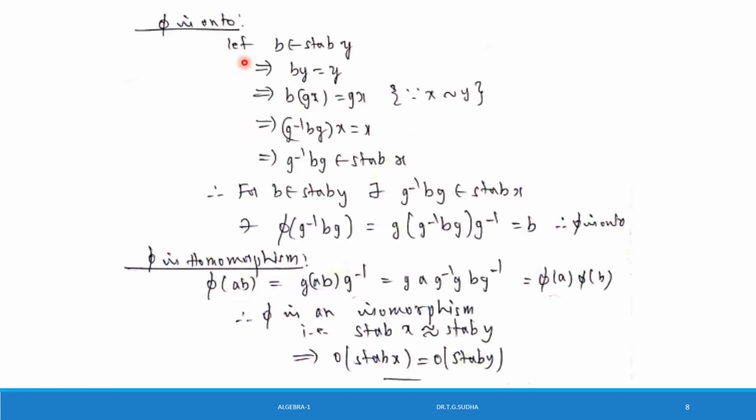Now, let us show that if B belongs to stab Y, that is, we will need to show that it is an onto mapping. Let us take B belonging to stab Y. So By is equal to Y because B fixes Y. And we have Y is equal to Gx because X and Y are related. So B into Gx is equal to Gx, which implies G inverse BGx is equal to X. This is obtained by operating by G inverse from the left side and we obtain this expression.